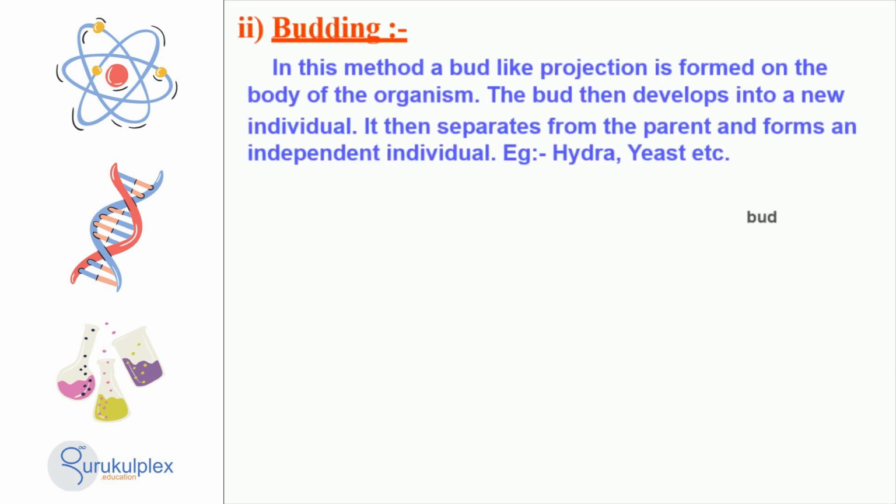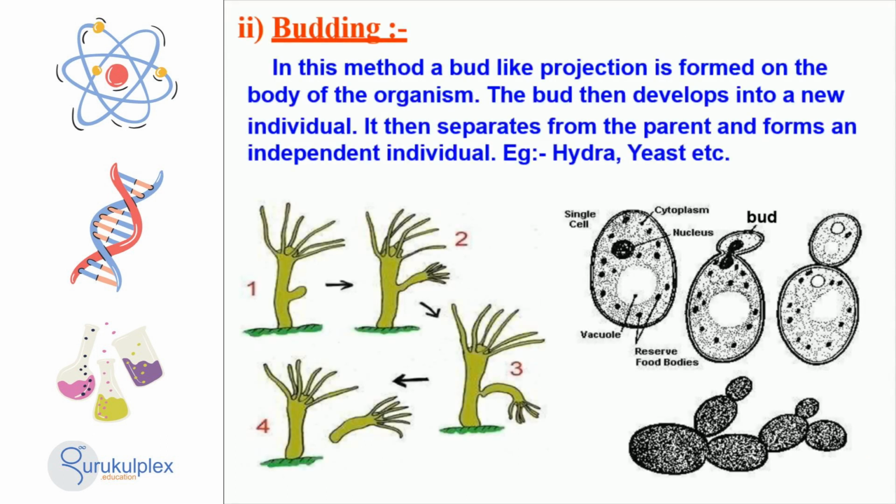Budding is a form of asexual reproduction where an outgrowth or bud is created on the body of the organism. This bud subsequently develops into a different individual which breaks away from the parent body and forms an independent individual. This kind of asexual reproduction can be observed in species such as Hydra and yeast.